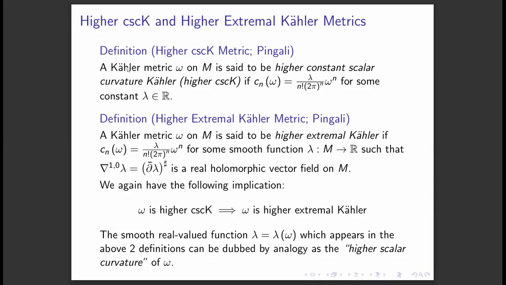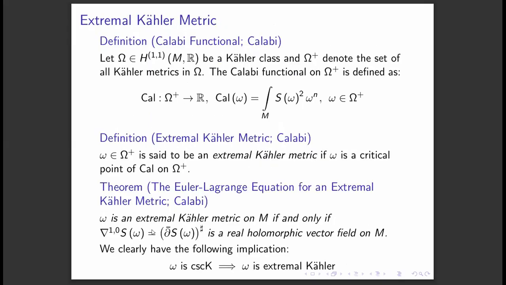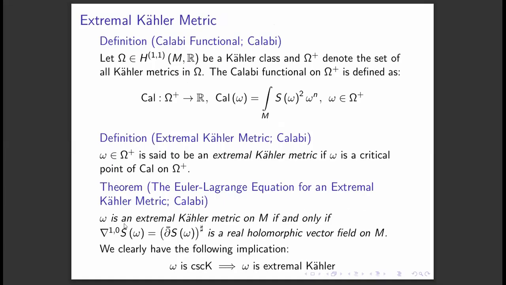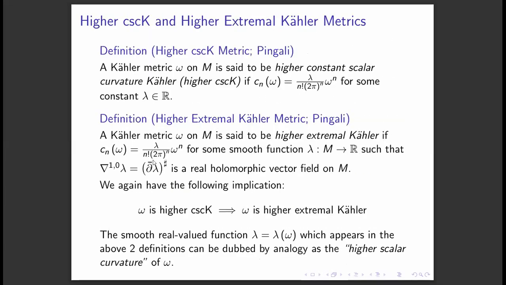And then the metric omega is said to be a higher constant scalar curvature Kähler, or higher CSCK, metric if this higher scalar curvature, which is also a smooth function, is a constant function. And then similar to the Euler-Lagrange characterization for the extremal Kähler metrics, where we have nabla 1,0 of the scalar curvature, we instead take nabla 1,0, the (1,0) gradient of the higher scalar curvature. If this is a holomorphic vector field, then the metric is said to be a higher extremal Kähler metric.